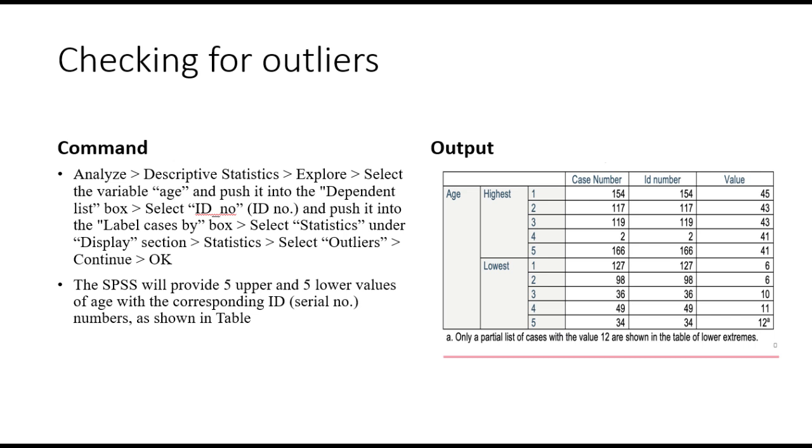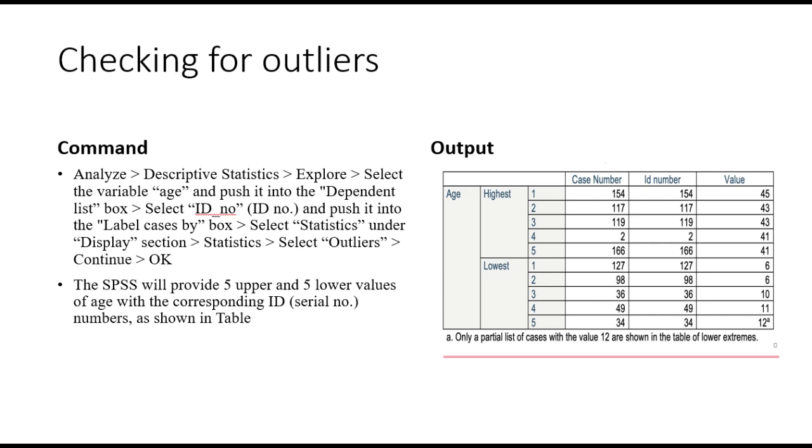Checking for outliers. Command: Analyze, next. Descriptive statistics, next. Explore. Next, select the variable age and push it into the dependent list box. Next, select ID no. and push it into the Label cases by box. Next, select Statistics under the Display section.